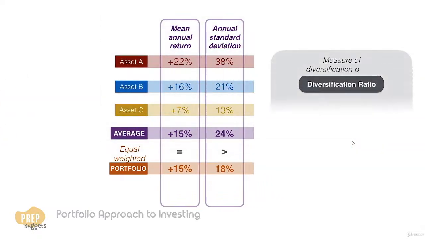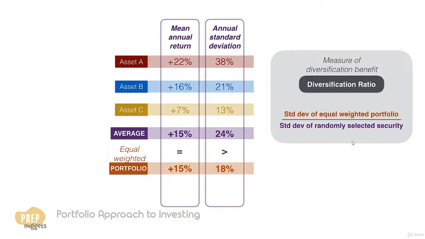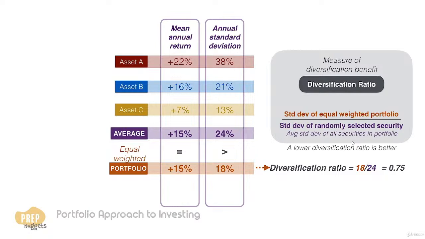One measure of the benefits of diversification is the diversification ratio. It's calculated as the ratio of the standard deviation of the equally weighted portfolio to the standard deviation of a randomly selected security, which can be replaced by the average standard deviation of all the securities in the portfolio. So for our example, the diversification ratio is 18% over 24%, which is 0.75. This means that the portfolio's standard deviation is 75% of that of a security selected at random. Obviously, the lower the ratio, the higher the diversification benefit.